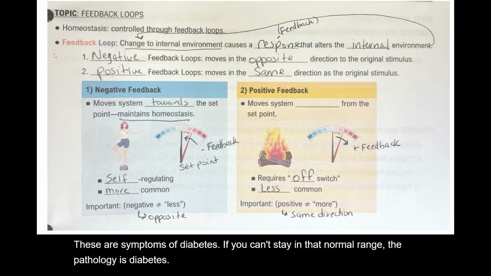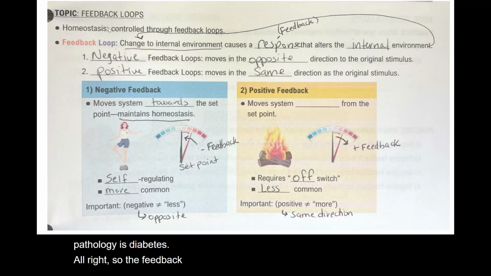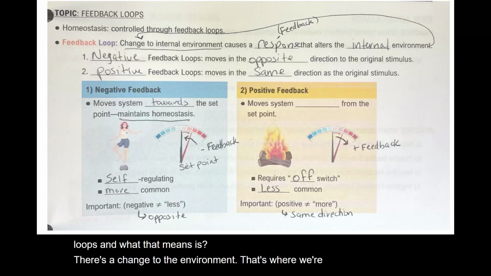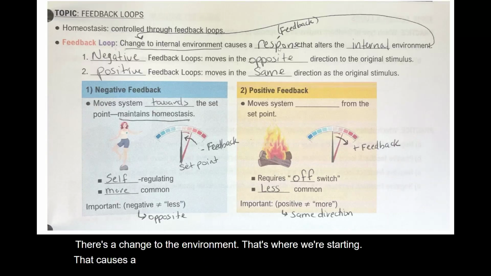All right, so the feedback loops. Homeostasis is controlled through feedback loops. And what that means is there's a change to the environment. That's where we're starting. That causes a response. Okay, that's the feedback, which alters the internal temperature.